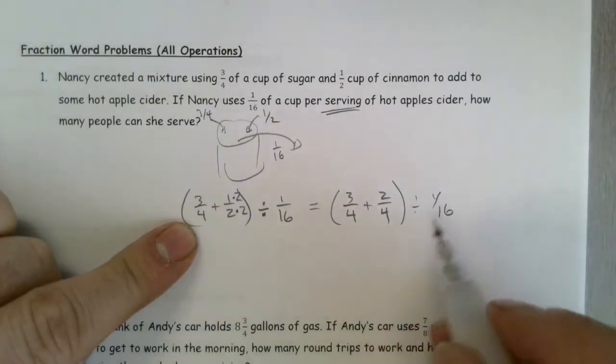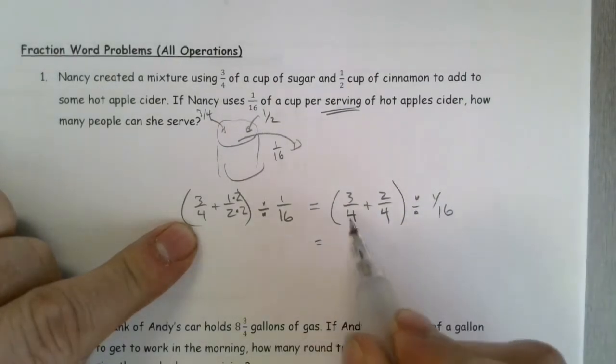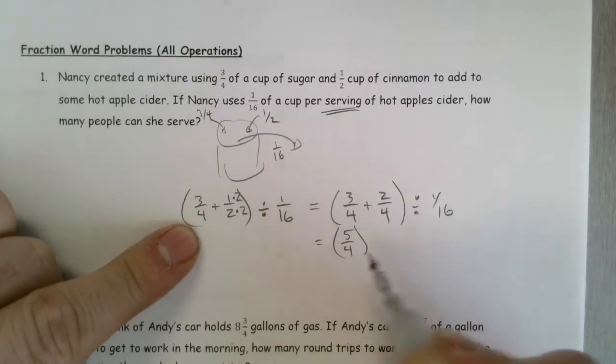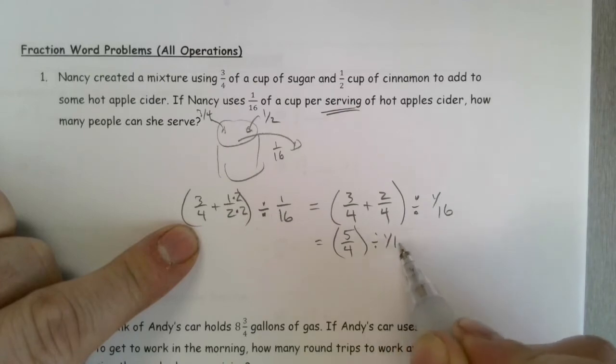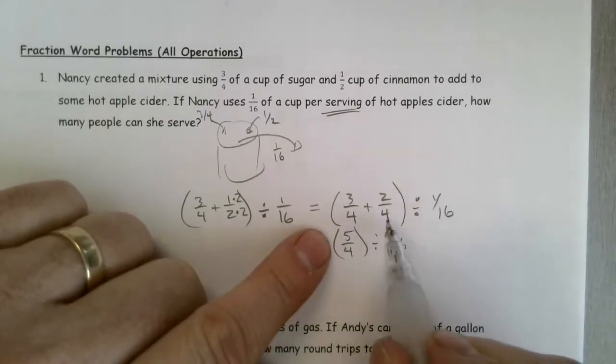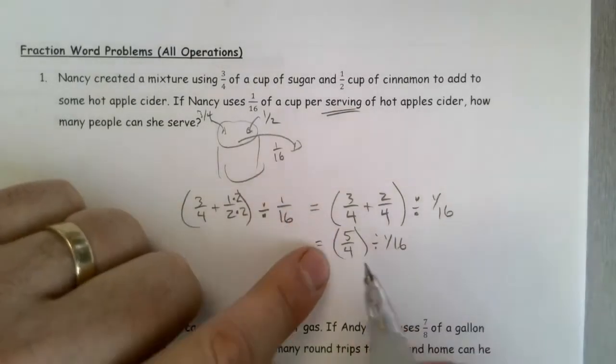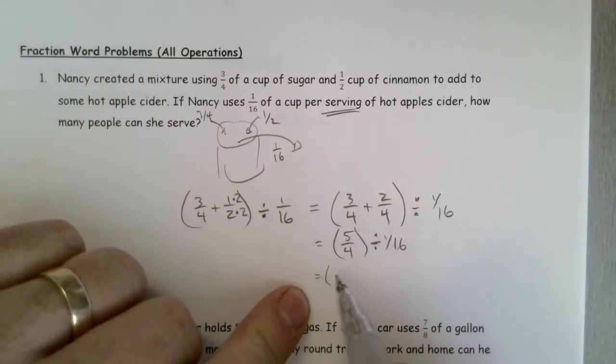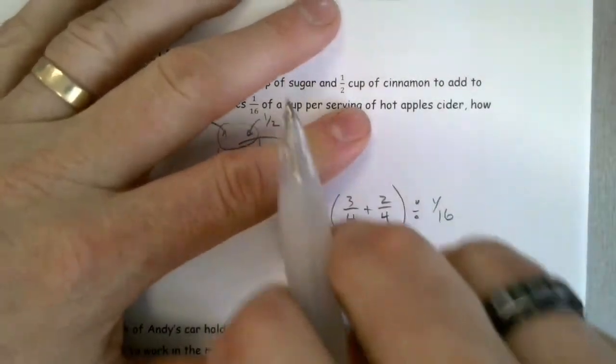Okay, well, this is easy to do. 3/4 plus 2/4 is 5/4 divided by 1/16. So now that I've put together the two fractions within the parentheses, now I can move on and do the division here. And so now what I'm going to do is take that 5/4, and I really don't need to write the parentheses anymore here.